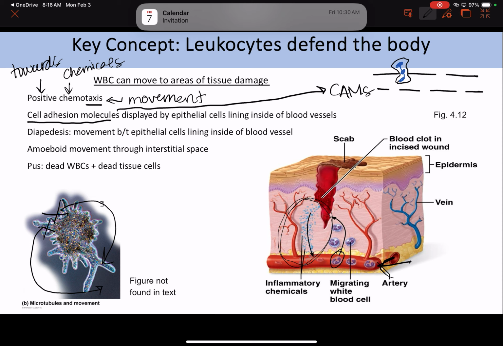Okay, any questions about how leukocytes behave? Okay.